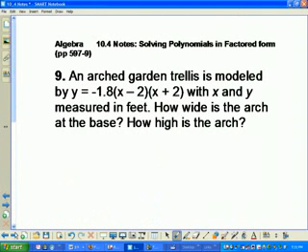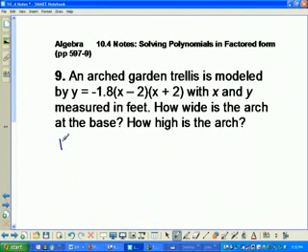Now if we take a look at number 9, it's pretty much the same thing as when we graph it. But notice what we're going to do here. It says an arched garden trellis is modeled by this equation, y equals negative 1.8 times parentheses x minus 2 times parentheses x plus 2, with x and y measured in feet. How wide is the arch? Well, notice I know my arch opens down because the number out in front is negative. So when I graph this, I know my arch is going to open down.